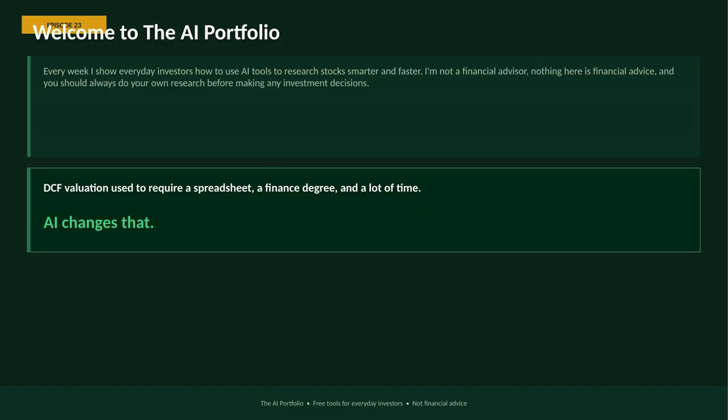I'm not a financial advisor. Nothing here is financial advice. And you should always do your own research before making any investment decisions.